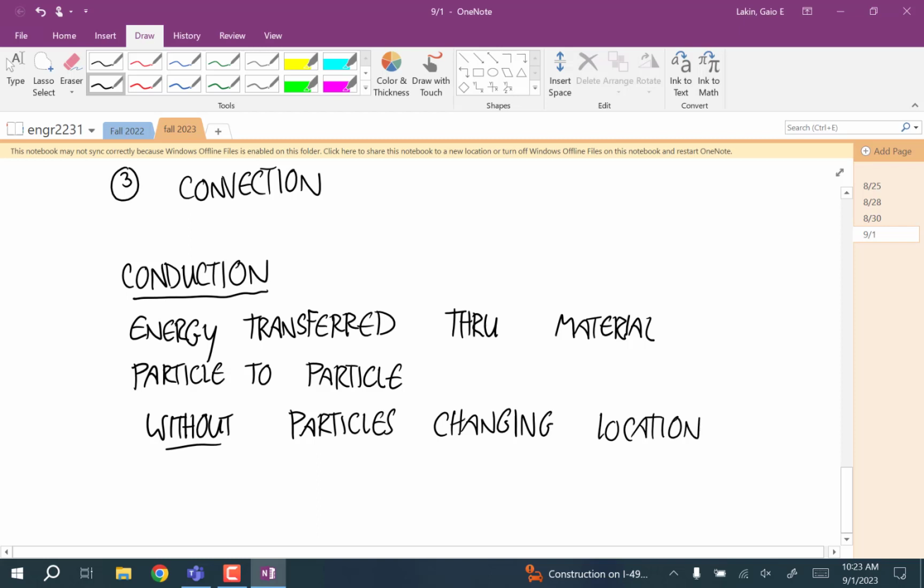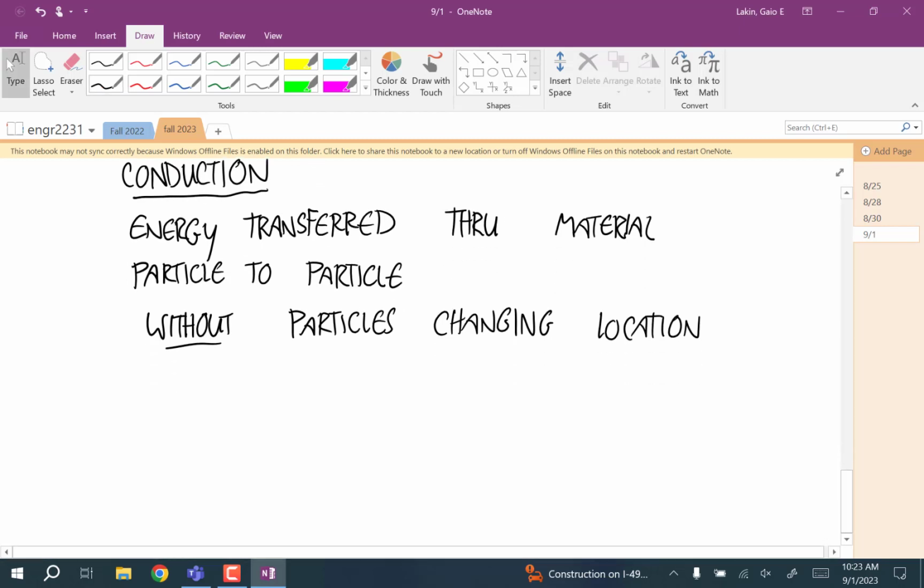So I mentioned the pan on the stove. The fire is actually heating up the bottom of the pan, but eventually that energy will transfer to the handle. Would an incandescent light bulb heating up the air around it be conduction, or is that radiation? It's a little of both. It's mostly radiation, though.